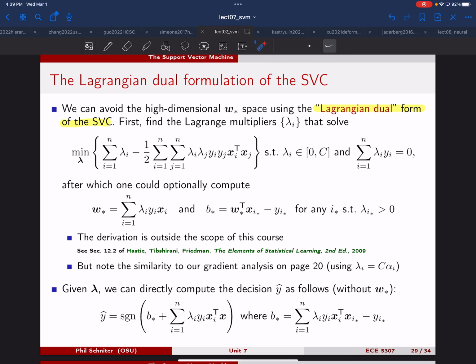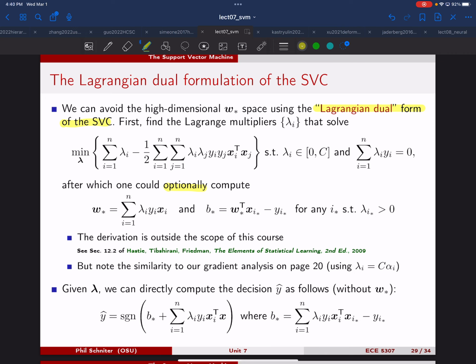But suffice it to say, this is another convex problem that we can solve. We can find the lambdas that minimize this. And once we found those lambdas, if we really wanted to know what the weights and biases were, they are computable using these equations. Now, this is optional because in this new framework, you don't actually need to compute the weights and biases. That's the key point. You forget about weights and biases, you just compute the lambdas, and that's all you need.